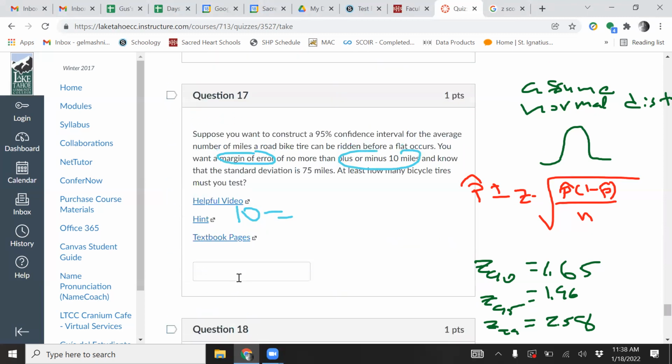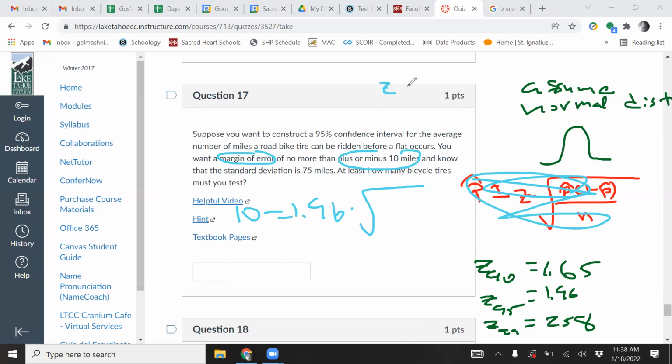Anyway, for this one right here, for number 17, the margin of error of 10 is going to equal the z-score we're using, which was 1.96. And we're not using the proportion formula, obviously, because this is one where we have a sample mean. So z times sigma over root n, standard deviation over root n, which is going to be 75 over root n, well, I don't know what n is. We've got to solve for it. So 10 root n equals whatever 1.96 times 75 is, which of course is 147.